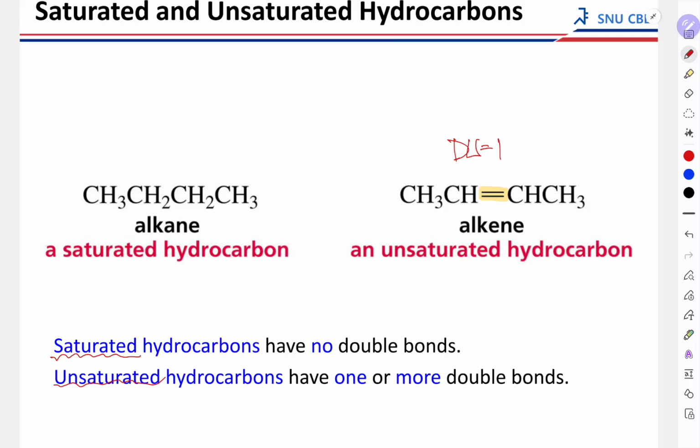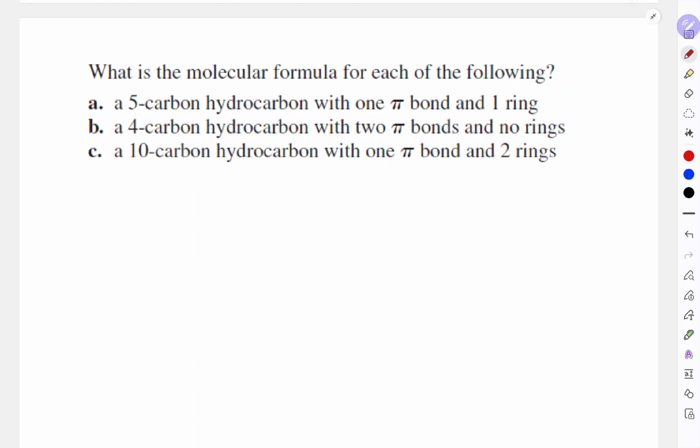What is the molecular formula for each of the following? You have 5 carbon, so you can start with C5. You have 1 pi and 1 ring. So what is the DU then? DU has to be 2. And the saturated case should be this, then you can minus 4. So this will give you the correct molecular formula for A.